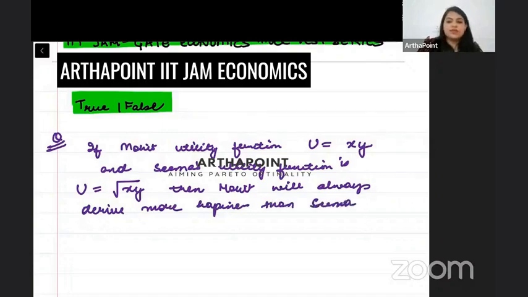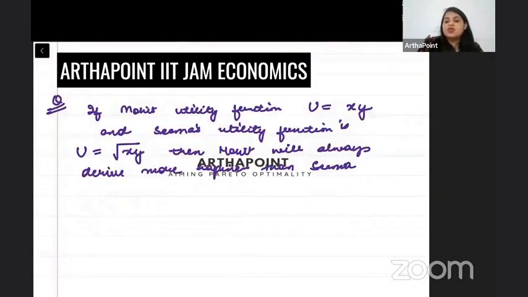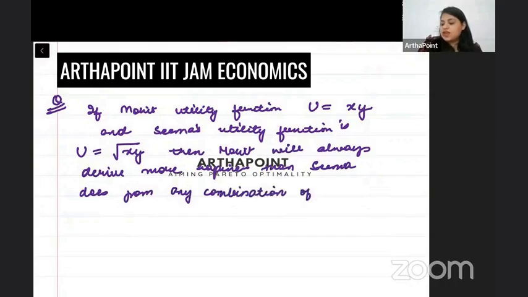Please take care of my handwriting. So Mohit will always derive more happiness than Seema does from any combination of x and y. So beta, this is the question. You have to go ahead and try to solve this. I'm going to give you 5 minutes to solve this question. I just made up this question. You have to tell me whether this statement is true or false.